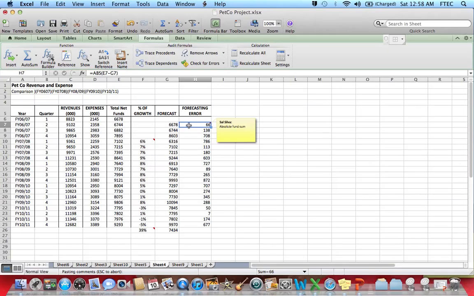Next is forecasting error. When you get to forecasting error, you're going to want to use the formula ABS, which also means absolute value sum. Now what you're going to want to do is put an equal sign, ABS, inside the parentheses. You're going to want to use the dollar amount from total net funds and subtract your forecast dollar amount, and that's going to give you your forecast error.